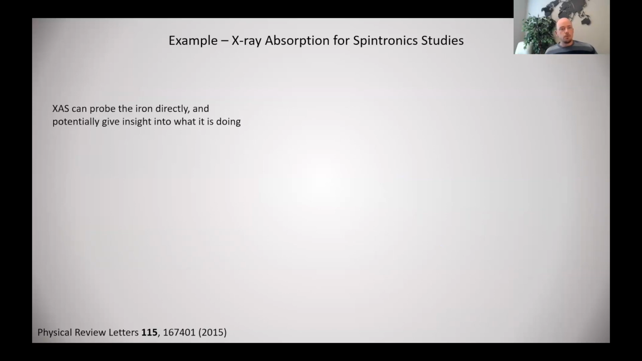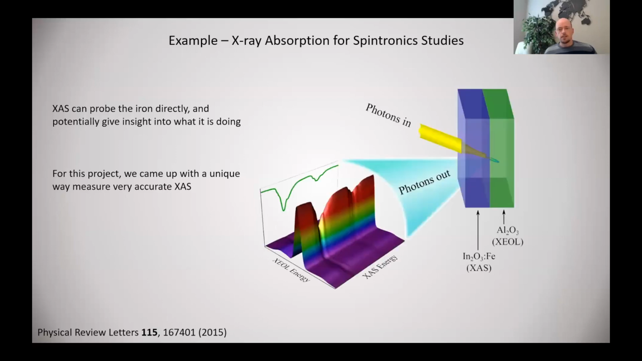This is an example where we have a low concentration of iron. If we can probe it directly, that might give us insight into what it's doing, and we can use X-ray absorption to do that. So let's probe this iron directly. And actually in this project, we came up with a unique way of measuring accurate X-ray absorption.